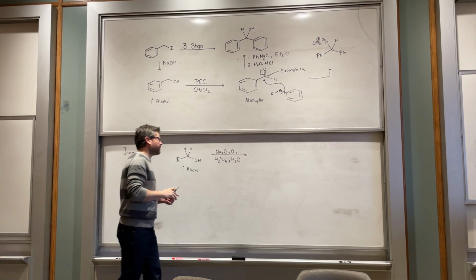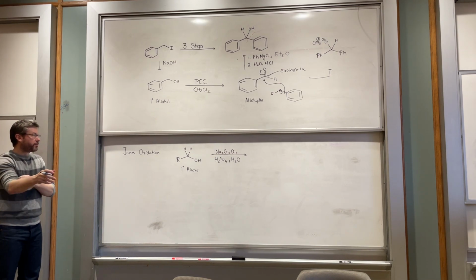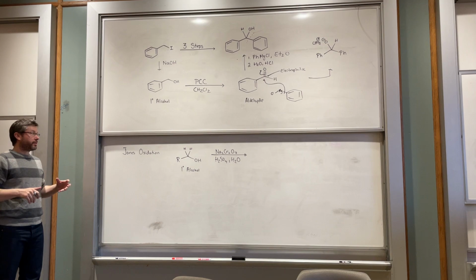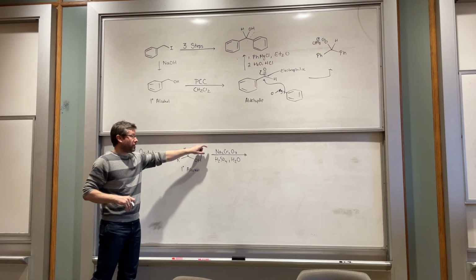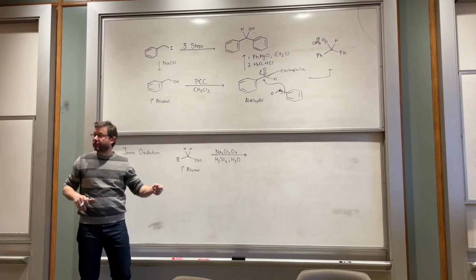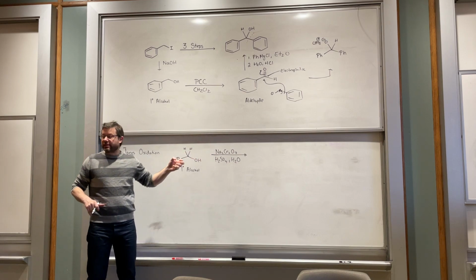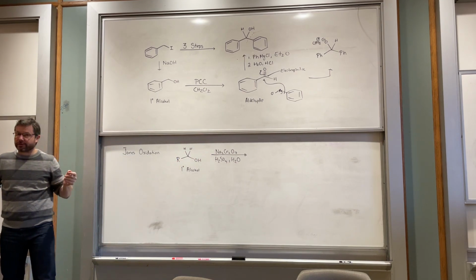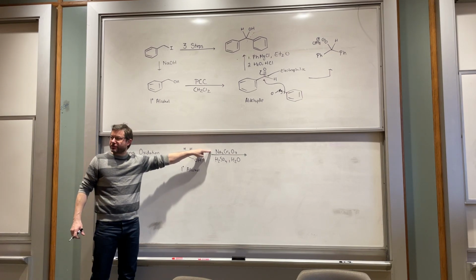And Jones oxidation involves the treatment of a primary alcohol with chromium-6, right? In this case, sodium dichromate, sulfuric acid, and water, right? So this is the oxidant, chromium, right? The oxidant that we're putting in can come in a couple of different forms. This is kind of the standard form that you could buy from Aldrich, sodium dichromate.